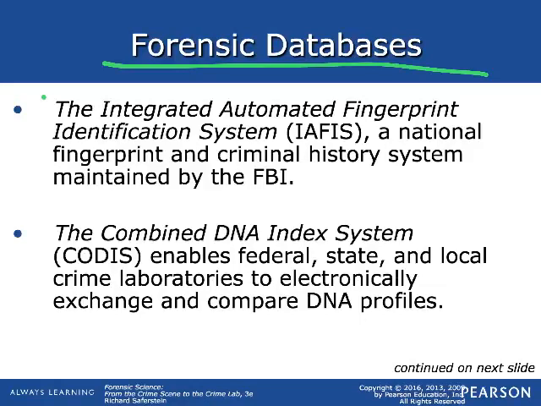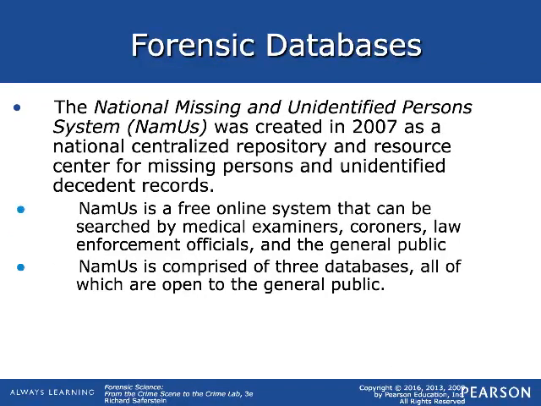Okay, so the first one from the book is the Integrated Automated Fingerprint Identification System. I'm not sure how you're supposed to say it. IAFIS. It's a national fingerprint and criminal history system maintained by the FBI. So fingerprints are going into it. I just want you to be able to match them up. Okay, so CODIS is the Combined DNA Index System. It's a way for federal, state, and local labs to exchange and compare DNA profiles. We'll talk about that more as time goes on.